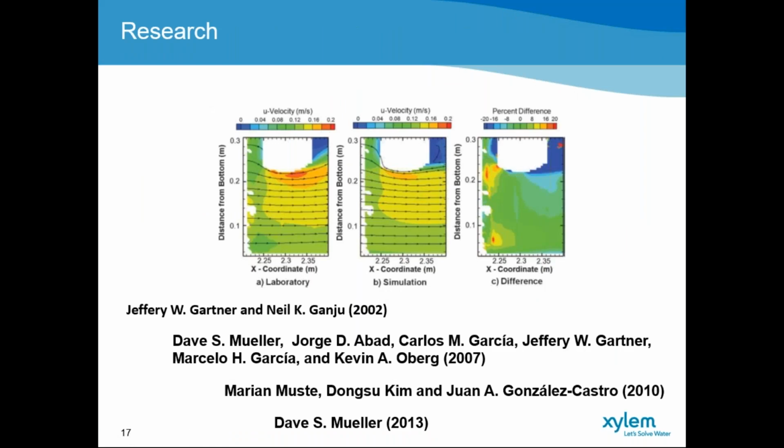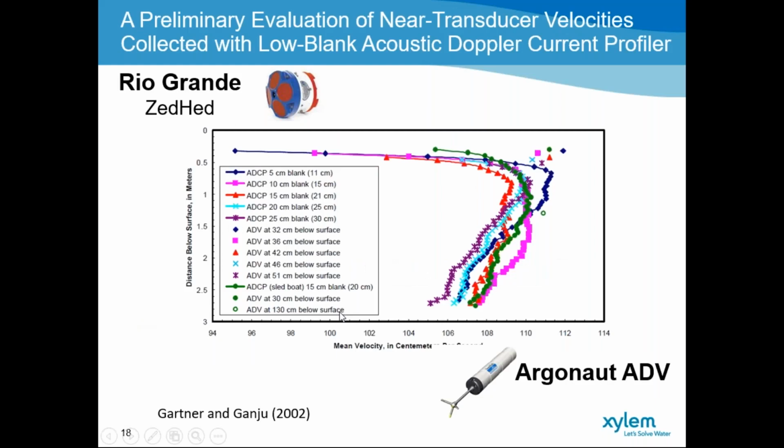So if we look at research work done over the last decade or more on the screening of velocity profiles, the first work was identified by Gardner and Ganju in 2002 when they performed measurements with acoustic Doppler instruments to verify if it was feasible to measure much shallower conditions.